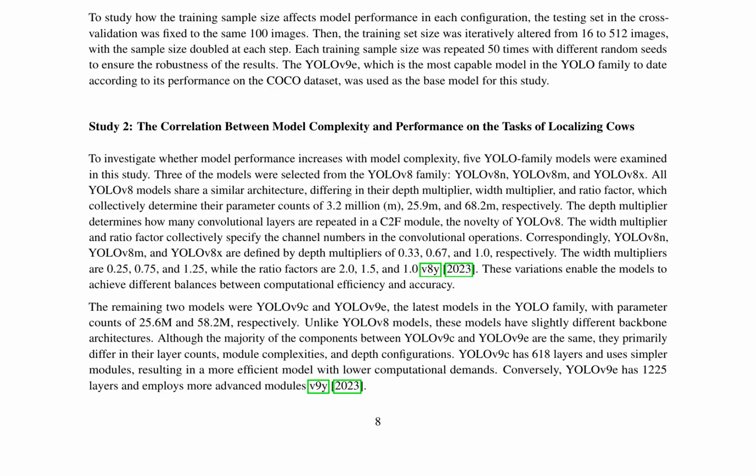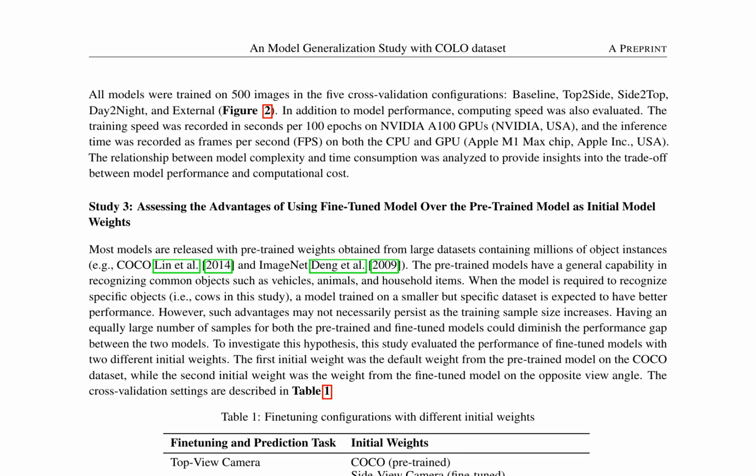Overall, this research provides insights into the challenges and opportunities of using YOLO models for cow detection in various environmental conditions and camera angles. It emphasizes the importance of considering model complexity, generalization capabilities, and computational efficiency when selecting a model for specific applications. This study explores the generalization capabilities of YOLO models in detecting cows from different camera angles and environmental conditions using the COLO dataset.